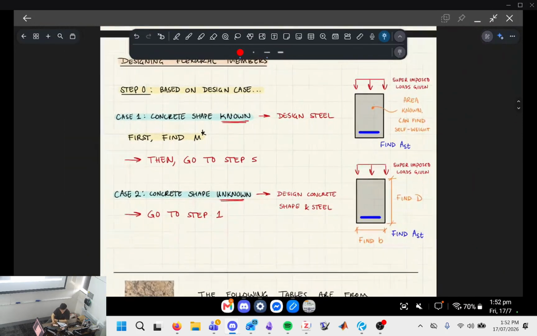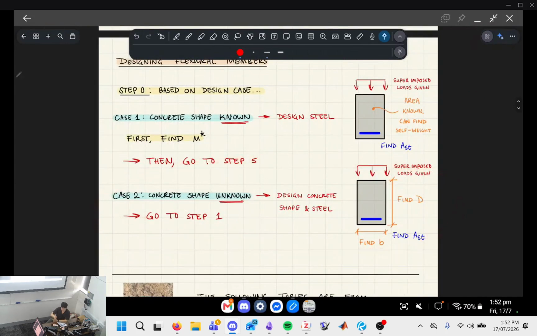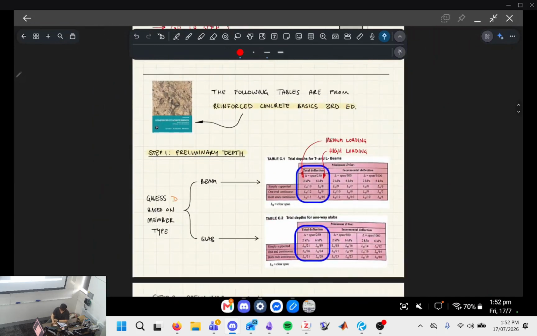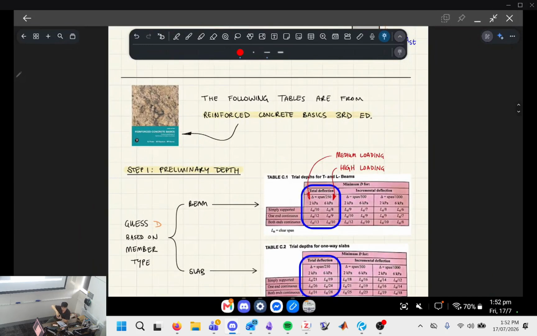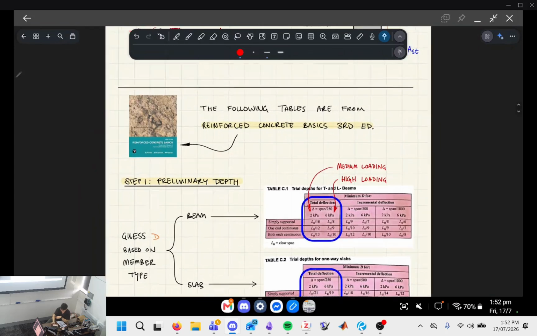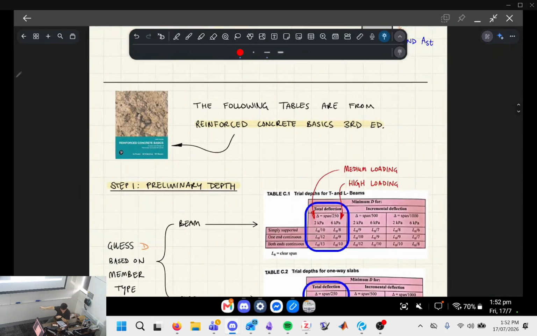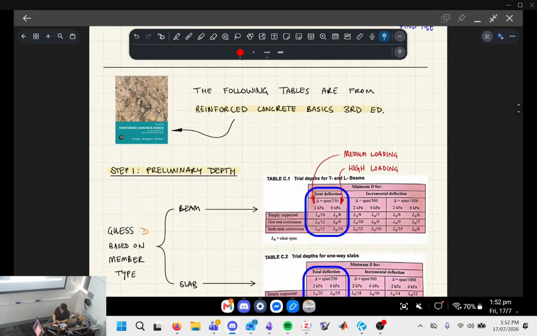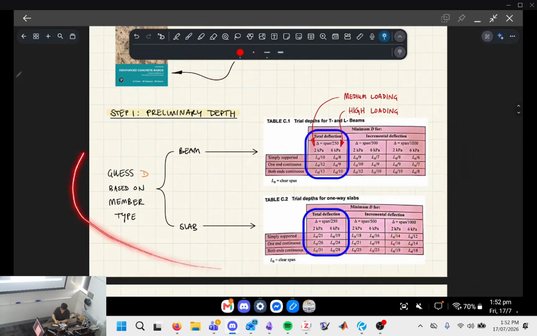And in the example that I run through, I'm going to go through case 2, because case 2 is basically a longer version of case 1. Okay, so where a lot of these guess and check numbers come from, so the initial guesses, is from this textbook called Reinforced Concrete Basics, which I briefly mentioned in week 5. And there's a section in the appendix called Recommendations for Preliminary Sizing of Concrete Members. So that's where these tables that you will see come from.